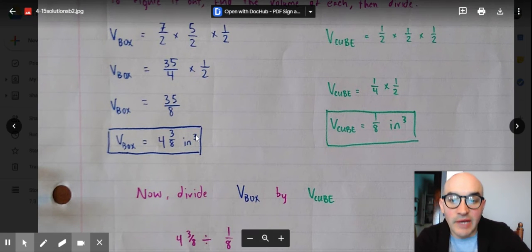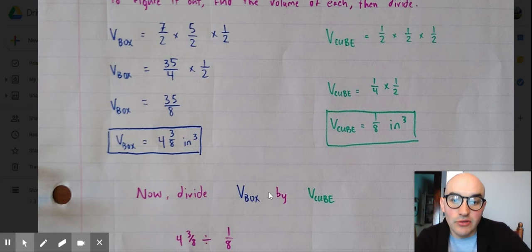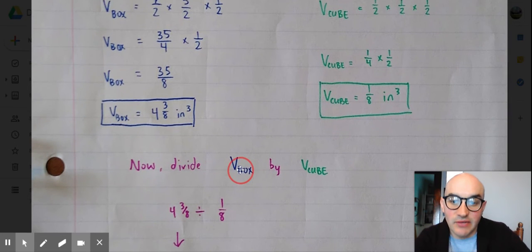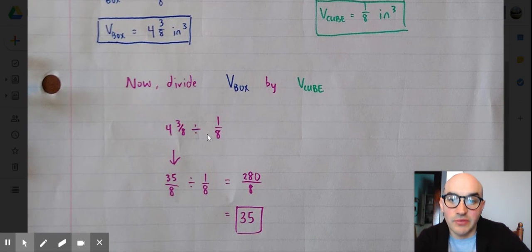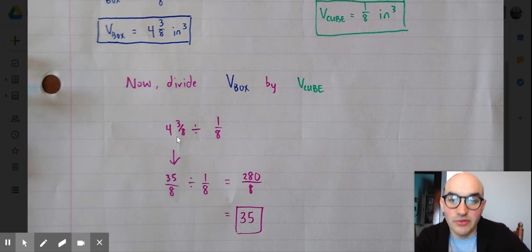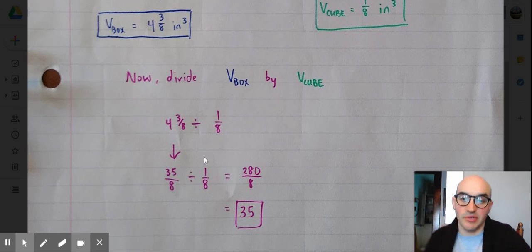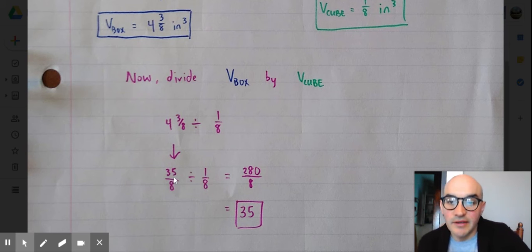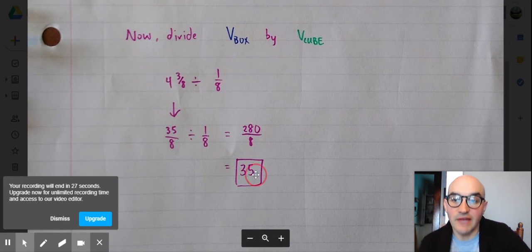Now, I have these two measurements, but what do I do with them? I have to divide the little cube into the big box and see how many times it fits in. So here's my division here. 4 3/8 divided by 1/8. Okay, so the first step I need to do is convert my mixed number, 4 3/8, into an improper fraction. This should look pretty familiar. And once I do that, I just carry out my division, and I get an answer of 35.